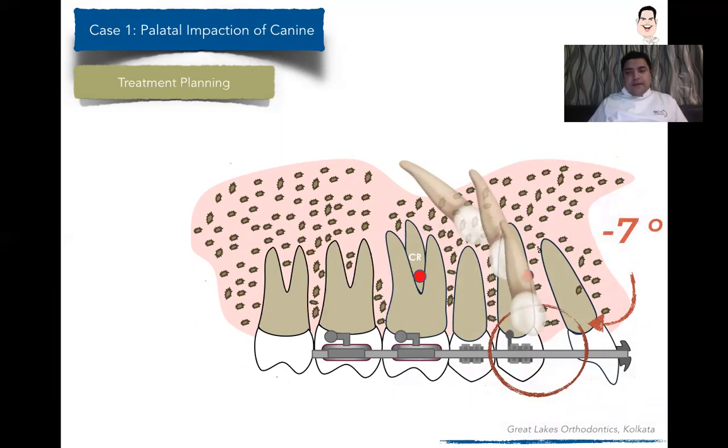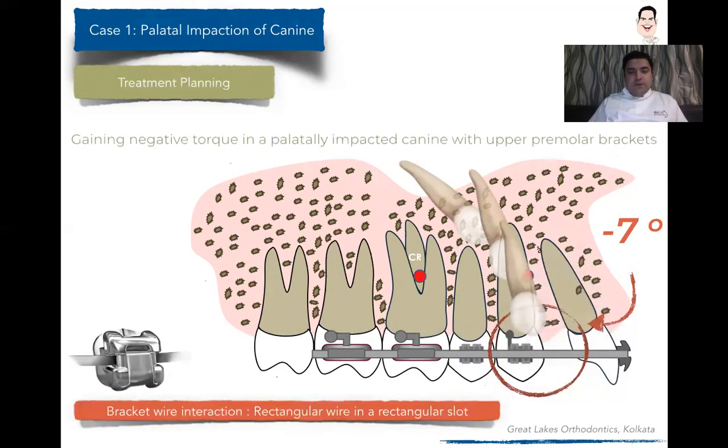That is exactly the torque of the premolar bracket, which you could exchange in the upper arch. So once that -7-degree bracket is placed, there will be a significant amount of palatal root torquing, which would now try to come buccally. Therefore, we need to gain negative torque in a palatally impacted canine with an upper premolar bracket. So that's exactly what we are going to do.